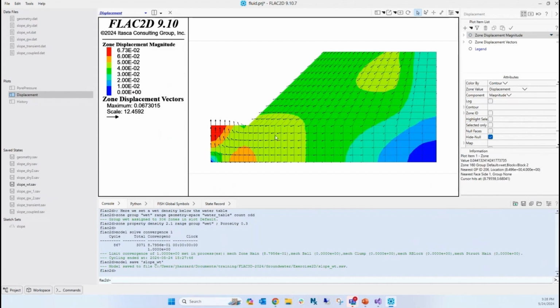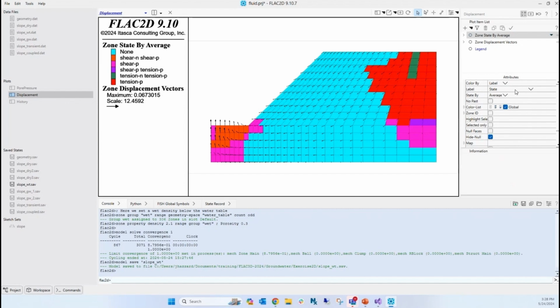We get a little bit of downward motion mostly because the density increased. Upward motion down here at the toe. Potentially there's some extra failure occurring because we added this water. And remember, the water changes the effective stress, and it uses the effective stress to work out whether or not something fails. So we can go back and look at the state. So now you can see that some of this material failed due to the change in the water table.